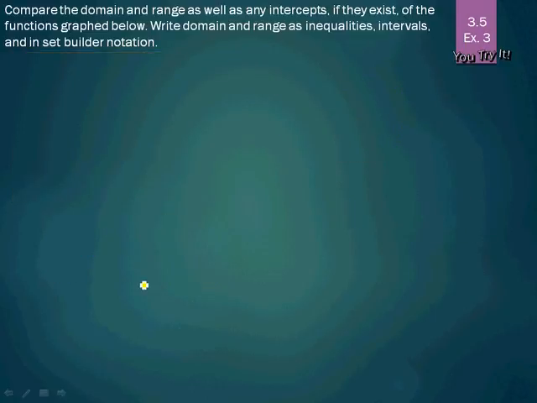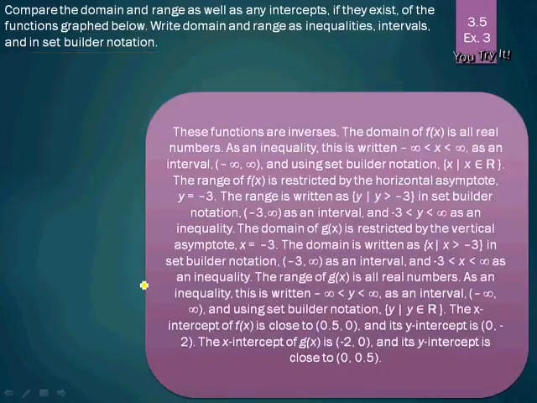These functions are inverses. The domain of f of x is all real numbers. As an inequality, this is written negative infinity is less than x less than infinity. As an interval, negative infinity to infinity. And using set builder notation, the set of x's such that x is in the real number set. The range of f of x is restricted by the horizontal asymptote y equals -3. The range is written as the set of y's such that y is greater than -3 in set builder notation, -3 to infinity as an interval, and -3 is less than y is less than infinity as an inequality.